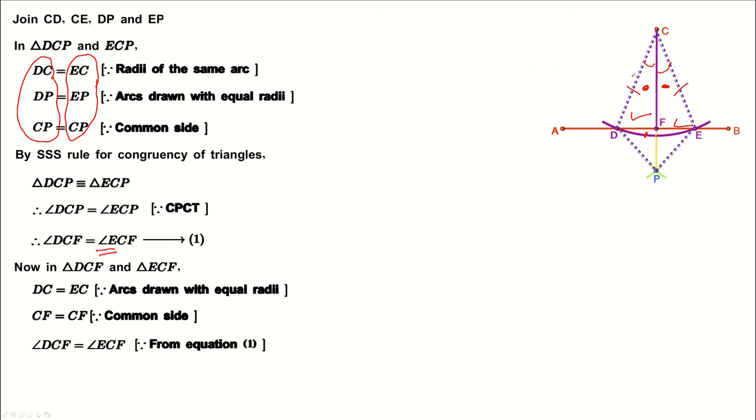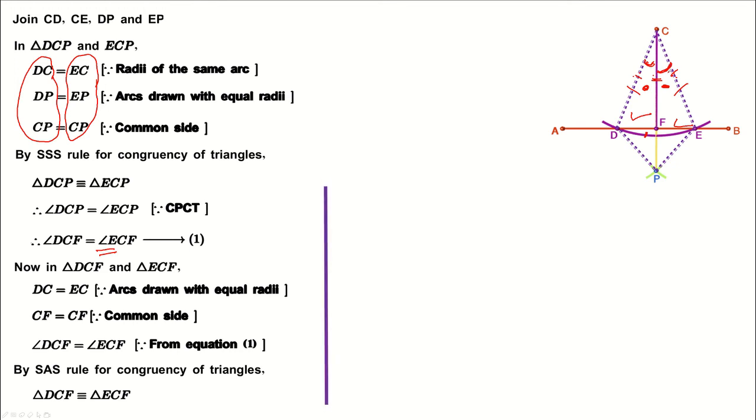Now, look at the figure. This side is equal to this. This is the common side. The angle subtended by these two sides is equal to the angle subtended by these two sides. Therefore, this is a case of SAS rule for congruency of triangles. By SAS rule for congruency of triangles, we have triangle DCF congruent to triangle ECF. Therefore, corresponding angles must be equal. This angle must be equal to this angle. We need this pair of angles. Let us call this equation 2.